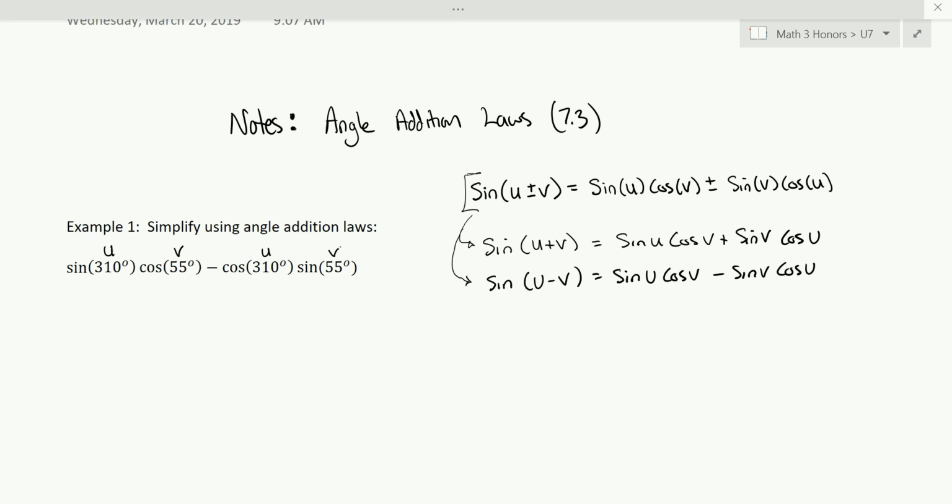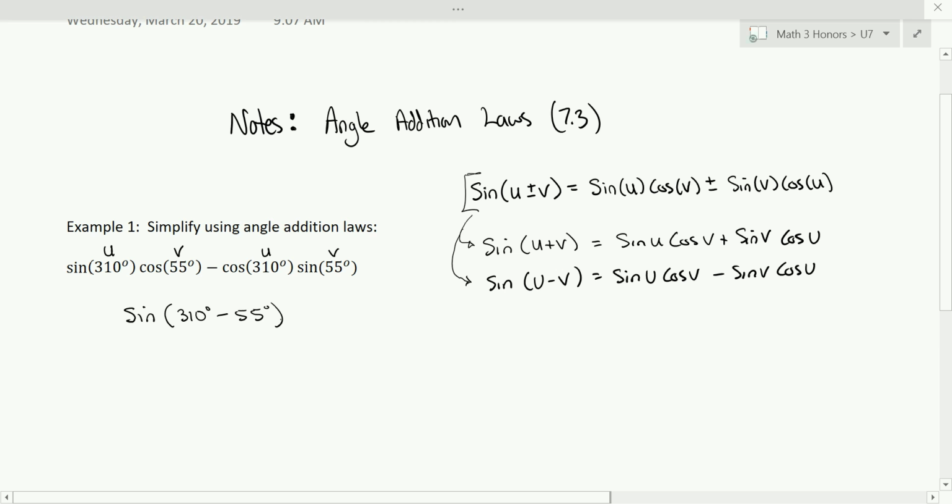What are we going with? So this is one where the product is sine cosine, right? If you look at the cosine law, you don't have that. You have cosine cosine and sine sine, right? So you know it's not the cosine. It's going to be the sine. Is it the sum or the difference? Difference, because we got the minus sign here. So you have to look at that pattern and recognize which one to use. So this is really the sine of u minus v, which would be 310 minus 55.